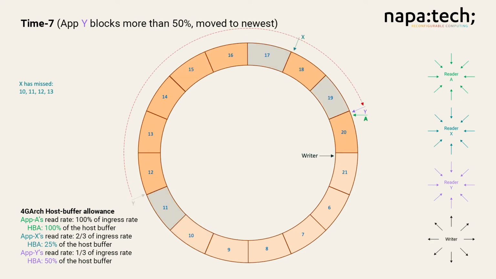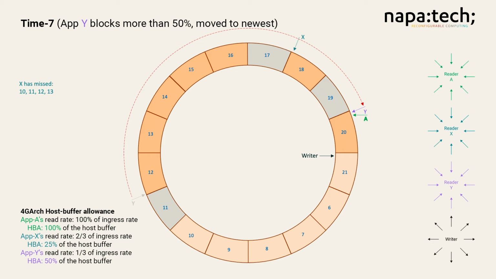Application A still follows right after the writer and starts reading segment 20, whereas application X starts reading segment 18. Application Y has only reached segment 12, but since the writer is now writing to segment 21, application Y blocks all the in-between segments, segments 12 to 20. Application Y is therefore blocking more than the agreed 50% for that application.